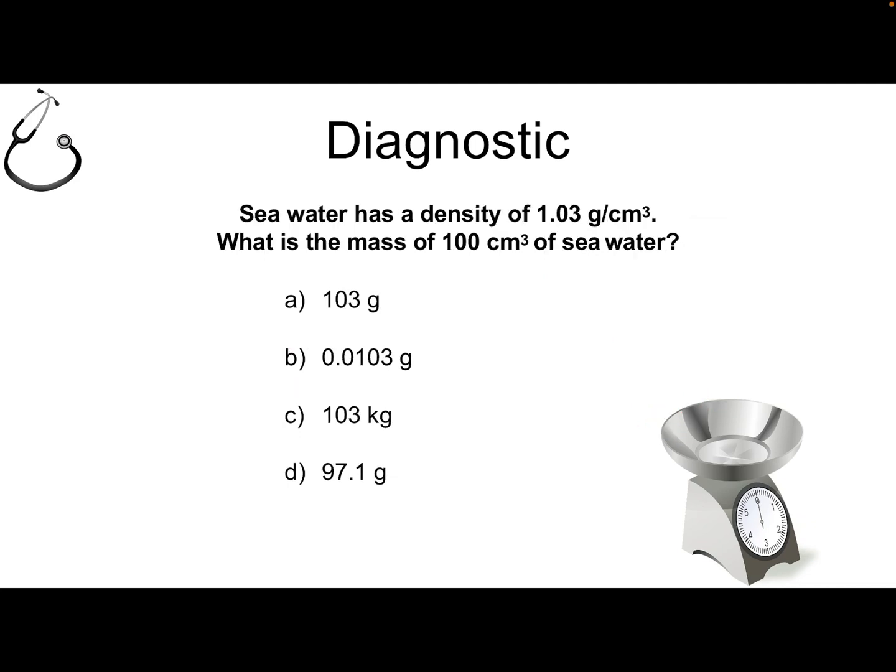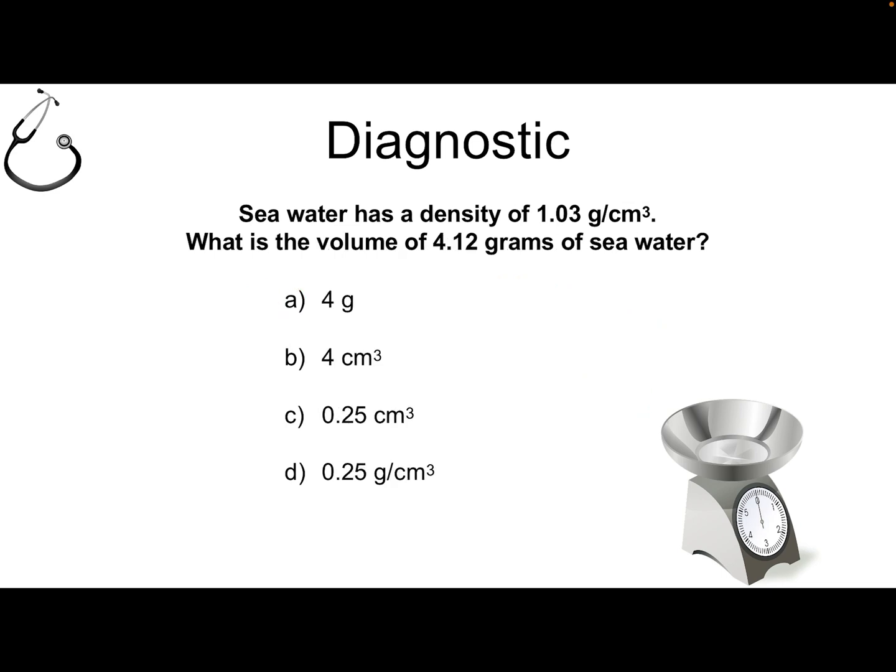Seawater has a density of 1.03 grams per centimetre cubed. What is the mass of 100 centimetres cubed of seawater? Well, what we know here is the volume and the density. We need to know the mass. So stop your video and have a go. So mass equals volume times density. Volume is 100 times density 1.03. So it's going to be 103 grams. Okay. So the answer is A.